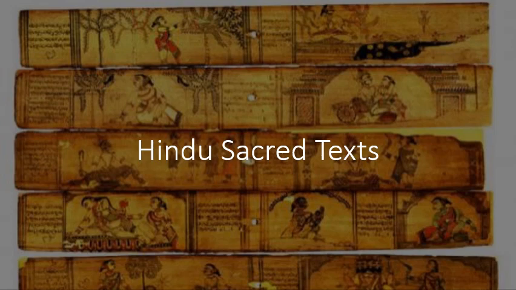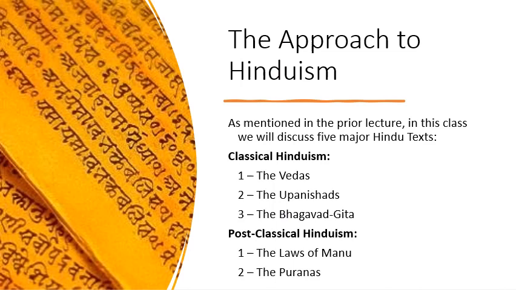All right, folks, let's talk about Hindu sacred texts. So as mentioned in the prior lecture, in this class we will discuss 5 major Hindu texts: the Vedas, the Upanishads, and the Bhagavad Gita of classical Hinduism, and the laws of Manu and the Puranas, which are characteristic of post-classical Hinduism.